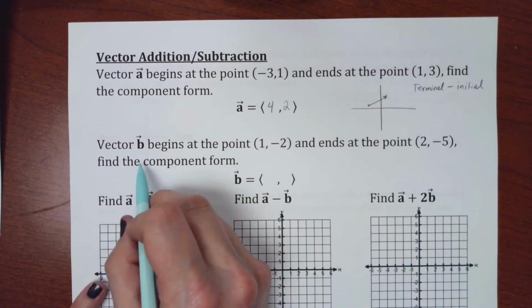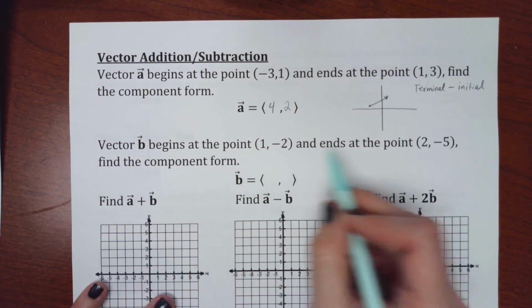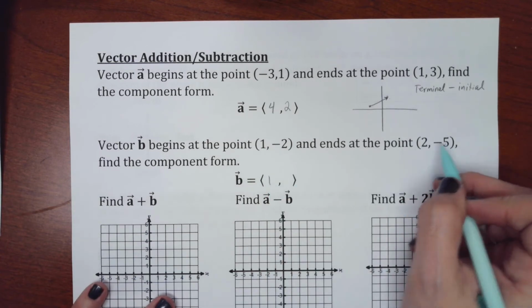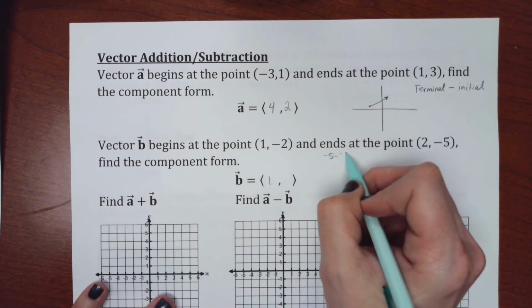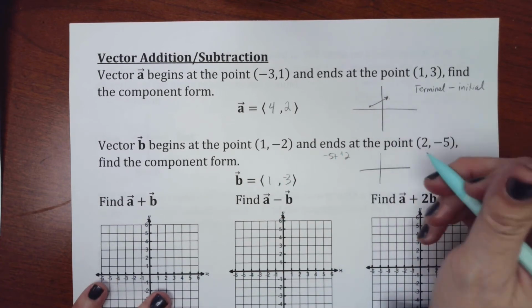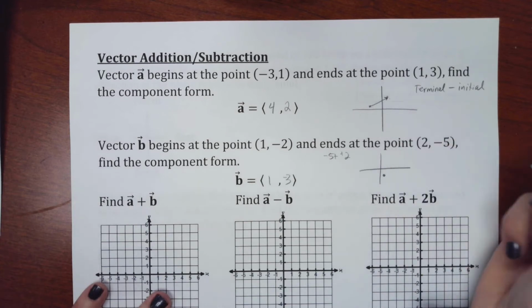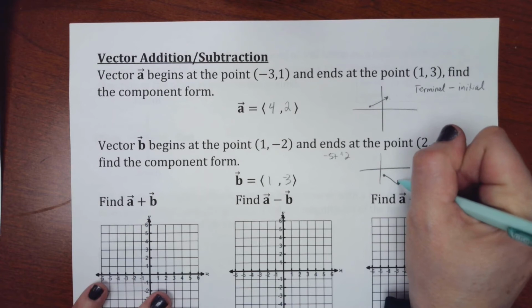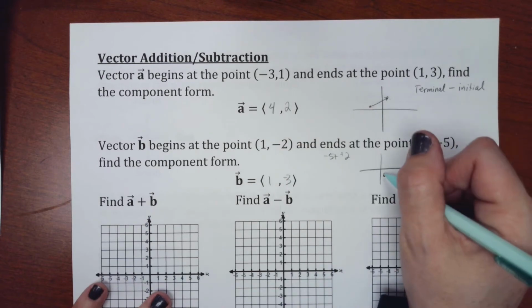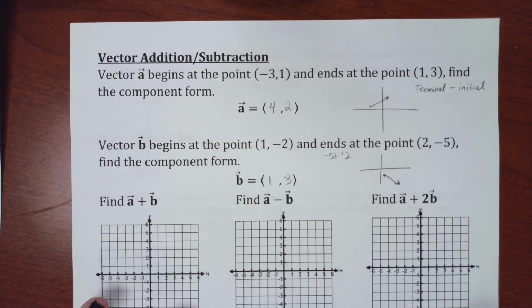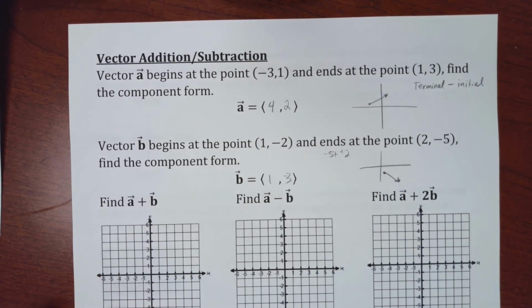Okay? Vector B begins at this point and ends at that point. So 2 minus 1 is 1. Negative 5 minus negative 2 changes to addition, so that's negative 3. So if I drew it out, 1, negative 2 and 2, negative 5, like that, the result of starting here and going there is to go to the right and down. And so look at that, right and down. Okay, it's a little bit larger. I drew it a little bit off, but that's why we use graph paper.